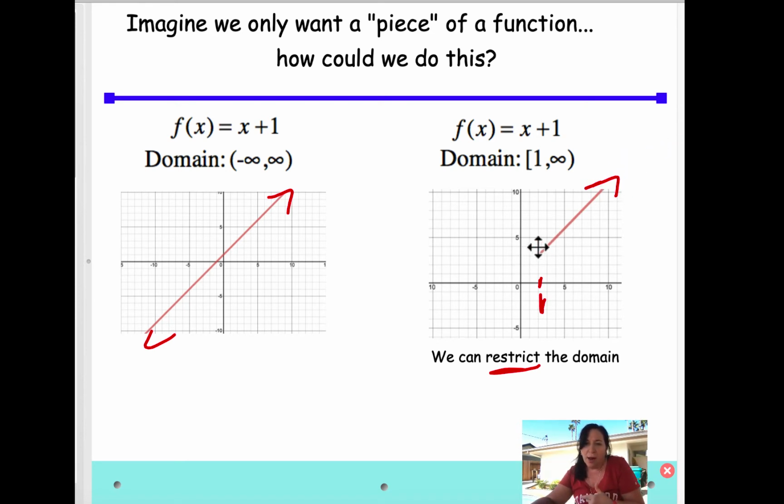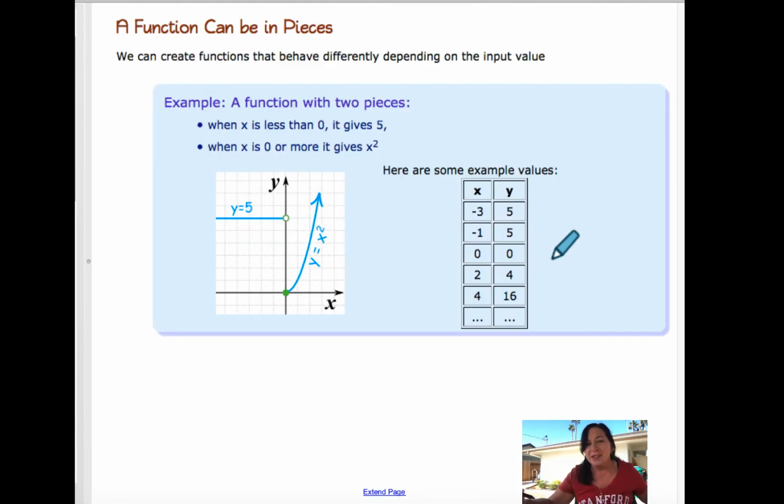So this is going to go on, but at 1, it's actually going to start. So my line, whatever it looked like before, now looks like this because I have restrictions inside of it. So that is a piecewise function. It's a function that can be put into pieces. So we can create functions that behave differently depending on our input value and also dependent on our restrictions, right?